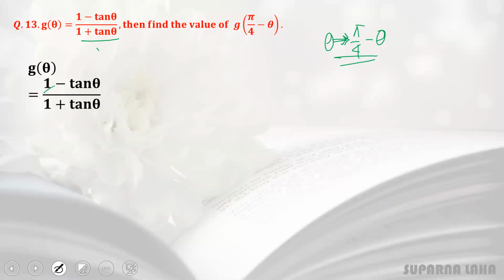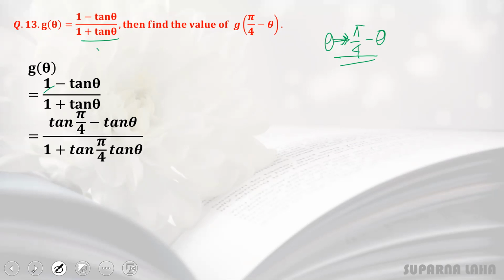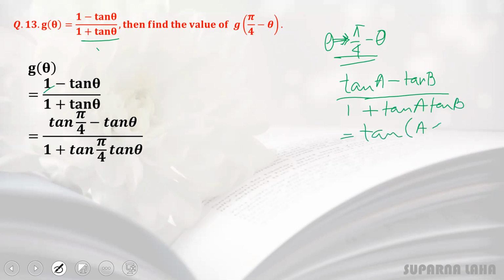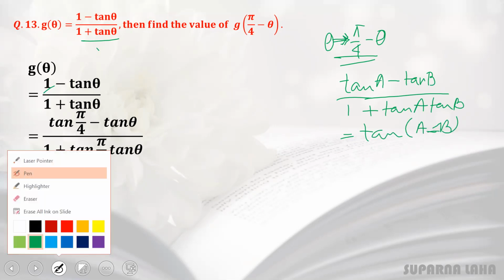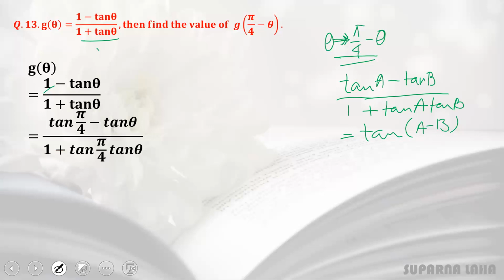So in the place of 1 we can put tan pi by 4, so tan pi by 4 minus tan theta by 1 plus tan pi by 4 tan theta. Now what is this? This is a formula: tan A minus tan B by 1 plus tan A tan B. And this is tan A minus B, right? So write it down, tan A minus B. So here it will be tan of pi by 4 minus theta.